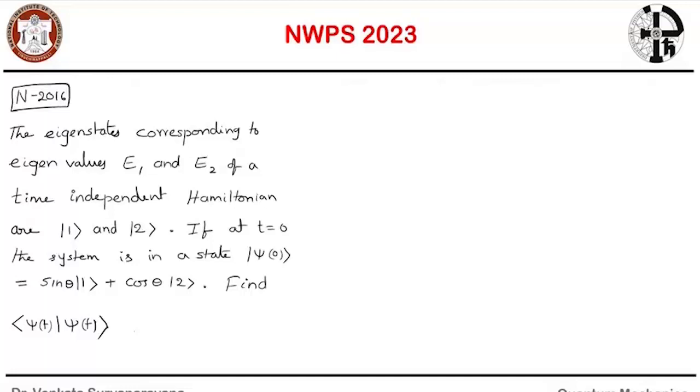This also. The eigenstates corresponding to eigenvalues E1 and E2 of a time-independent Hamiltonian are given. If at t equal to 0, the system is in the state so and so, find this. This is very easy. I want you to do it. This also you should do.